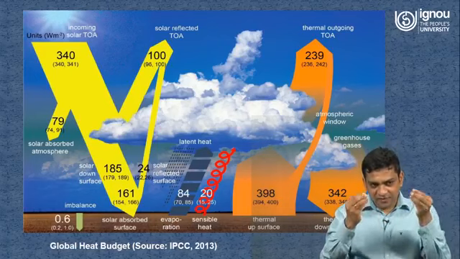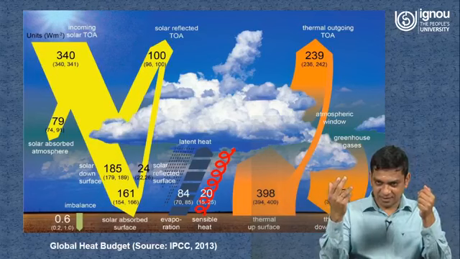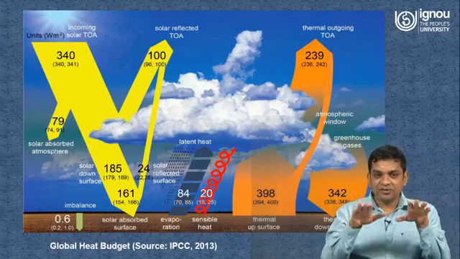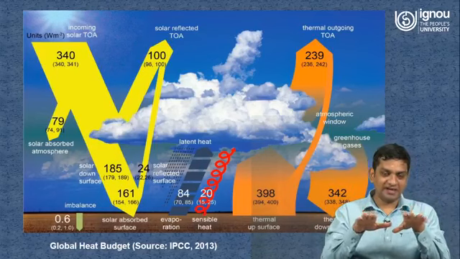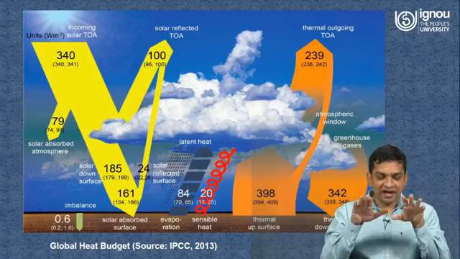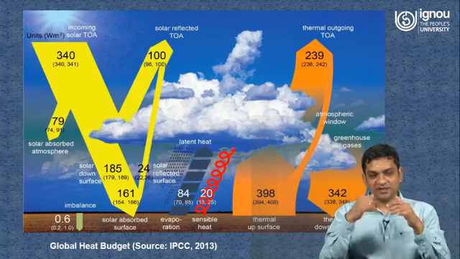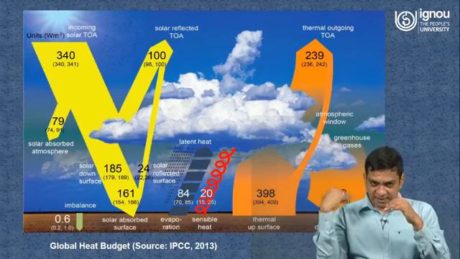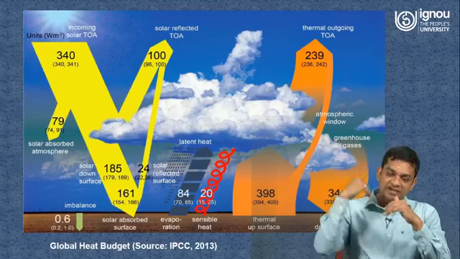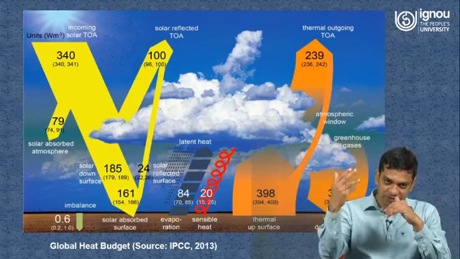So around 235 watts per meter square has to be emitted back from the atmosphere to outer space, then only the stability can be maintained. And for this to happen, 235 watts per meter square is absorbed by the atmosphere or the Earth's surface, and this has to go back out. So this balance has to be kept, then only we can have a stable climate.